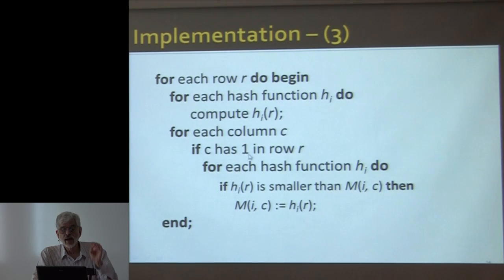If the column has a 0 in row R, forget that column. If it has a 1 in row R, then I'm going to look at each of the hash functions and see if HI of that row R is smaller than the current value for that column and that hash function. Then I will set the value of the slot to this smaller hash value. And that way, at the end, M of I and C has the smallest HI of R such that R has a 1 in column C.